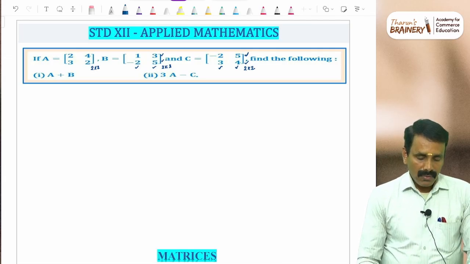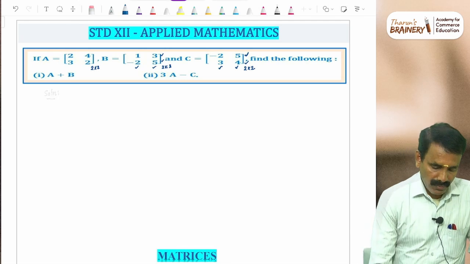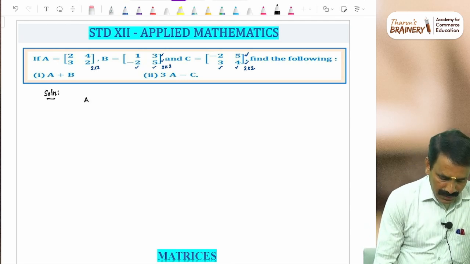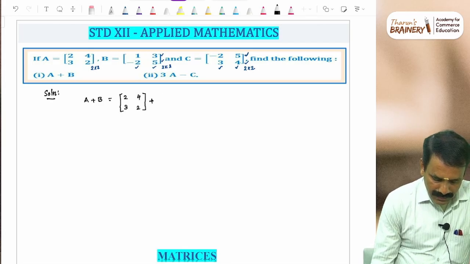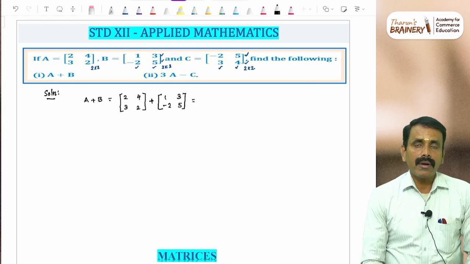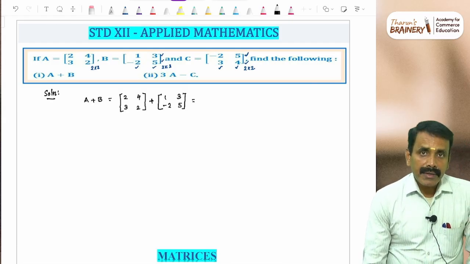Okay. So, what is the question asked? Find A plus B. So, how to find A plus B? A plus B. I write A, matrix A: 2, 4, 3, 2, plus 1, 3, minus 2, 5. Because the matrices are of the same order, I can add. How to add? The corresponding elements will be added.